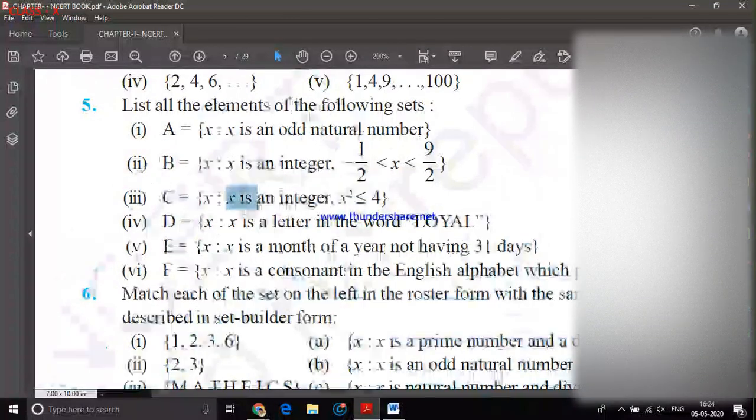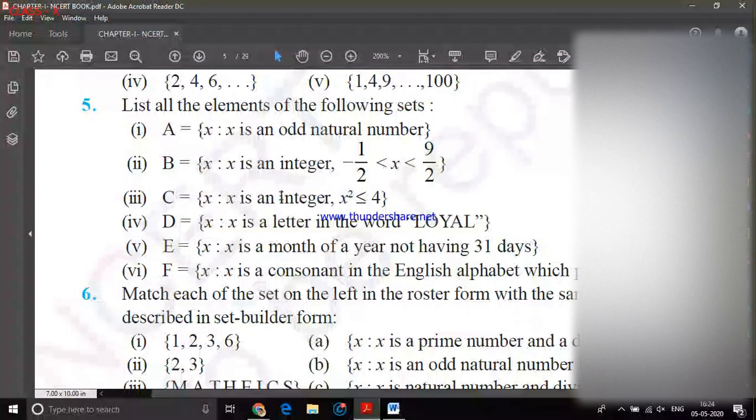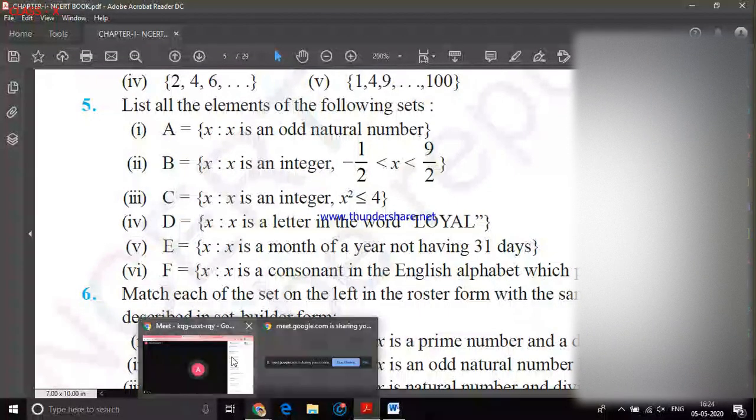Next, x such that x is an integer and x square is less than or equals to 4. So what are the integers for which the square of that integer is less than or equals to 4? So this also I will wait for your answer. Just tell me.